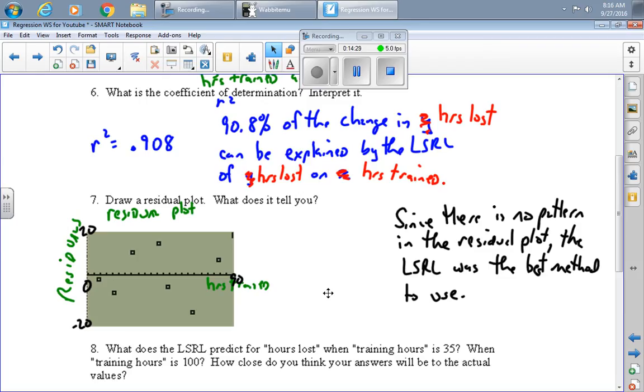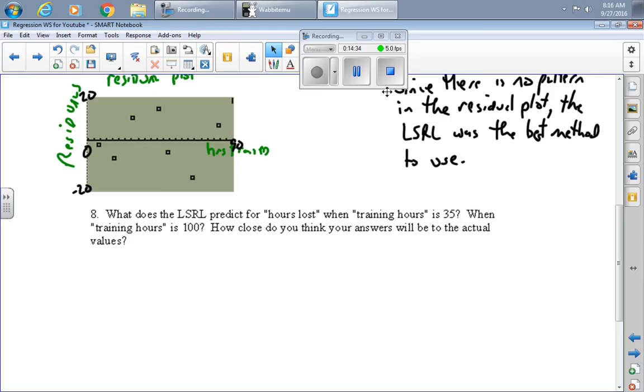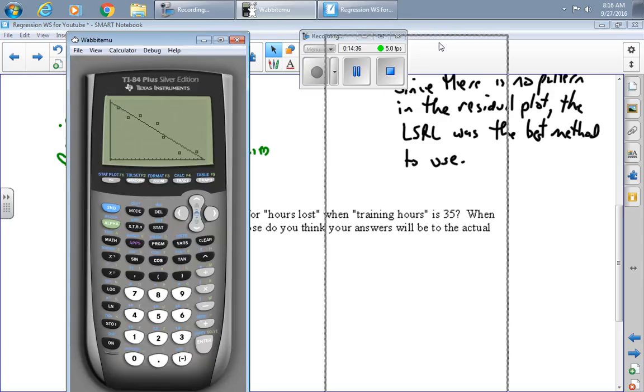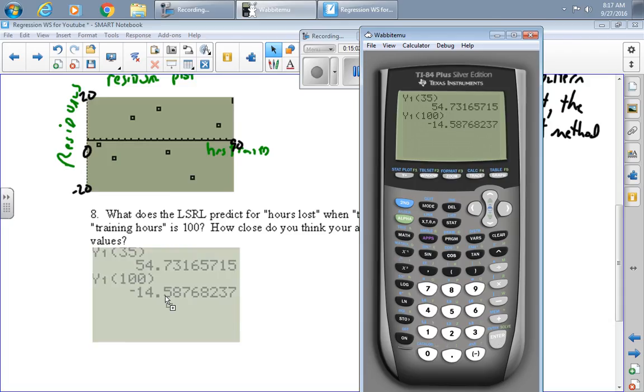Number 8, what does the LSRL predict for hours lost when trained hours is 35? So on my calculator, here's one way to do it. What I really want to do is plug a 35 into this equation, and here's an easy way to do it. Vars, Y-vars, Function, Y1 of 35, just like we do in f of x. I plug that in right there. That's what it predicts. Or when it's 100, Vars, Y-vars, Function, Y1, I can plug 100 in there. There are my two predictions.